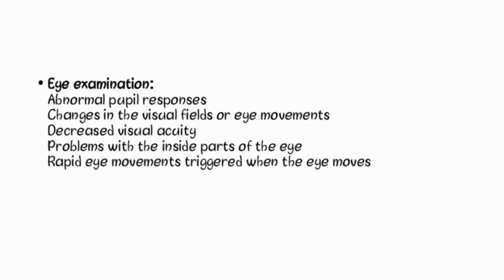Now, eye examination may include abnormal pupil responses, changes in the visual field or eye movements, decreased visual acuity, problems with the inside parts of the eye, rapid eye movements triggered when the eye moves.